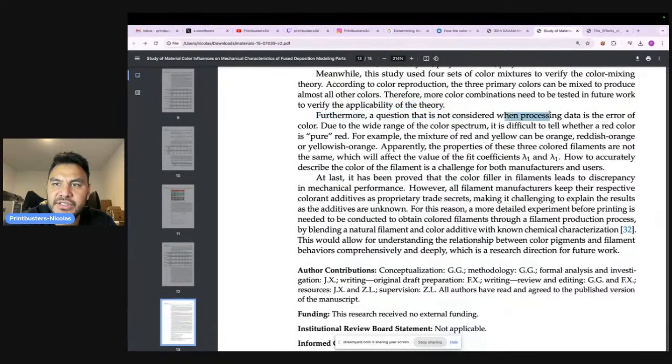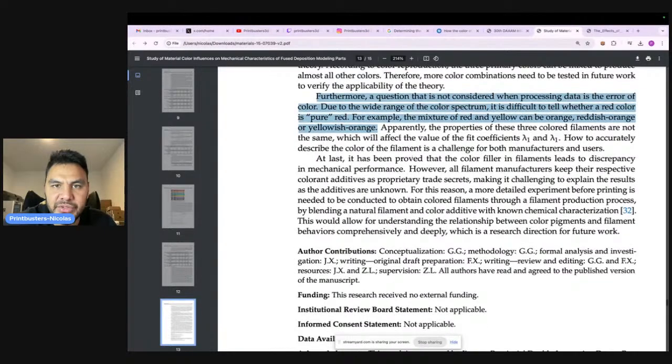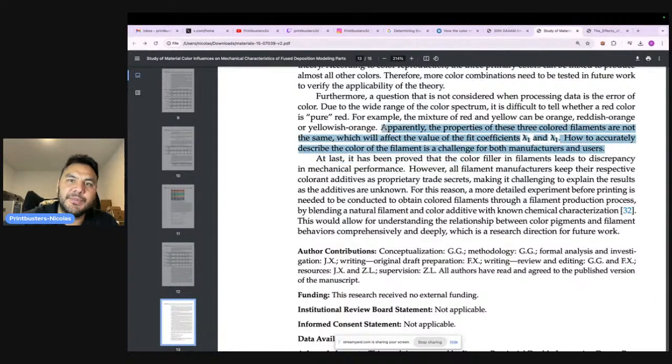A question that is not considered when processing the data: error of color. Due to the wide range of color spectrum, it is difficult to tell whether a red color is a pure red. For example, mixture of red and yellow can be orange, reddish orange, yellowish orange. Yeah, exactly. Okay, I'm glad they put that in the discussion. Apparently, the properties of these three colors are not the same, which will affect the value, blah, blah, how to accurately describe the color.